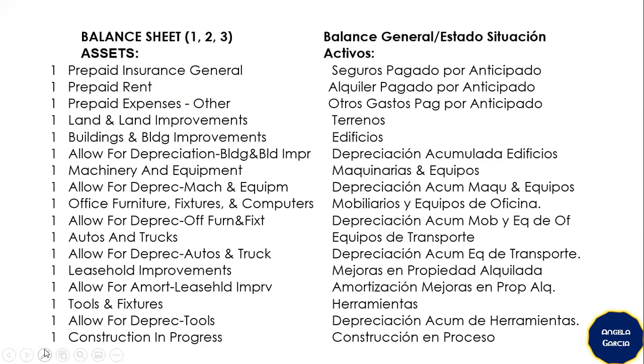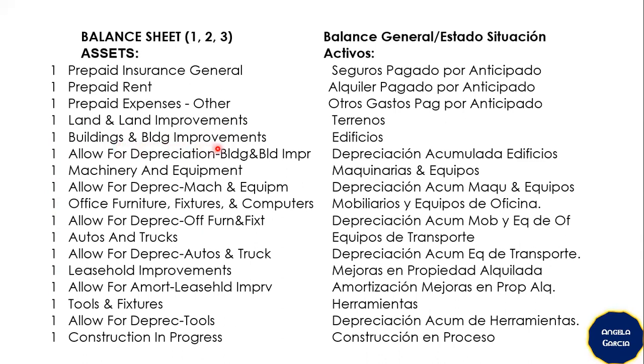Let's see now the accounts for properties, like the fixed assets accounts. Land and land improvements. This is an account that doesn't have a contra account because land is not depreciated.